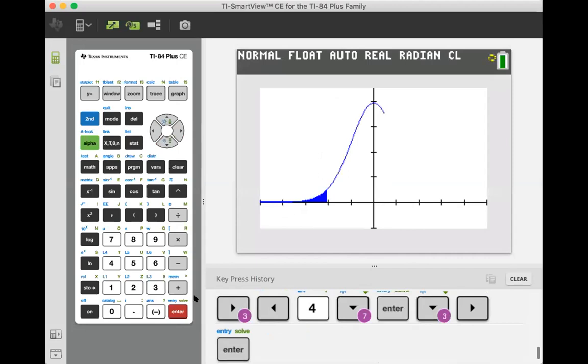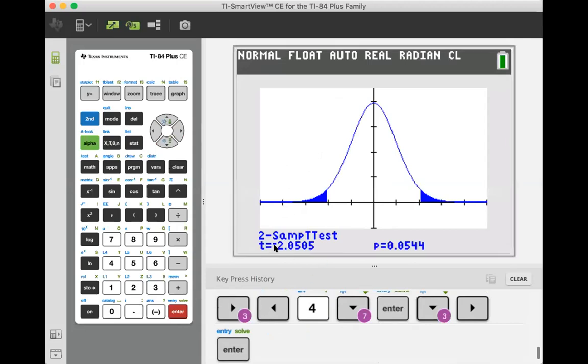And we get a p-value sketch that shows the area underneath the curve for values that are farther away from the mean than the negative 2.050. This actually is 0.04 something, negative 2.050. Once we find that area, we would multiply it by 2, but the calculator is doing that for us, and we end up with a total area underneath the curve of 0.0544.